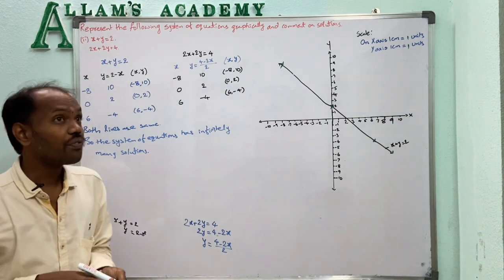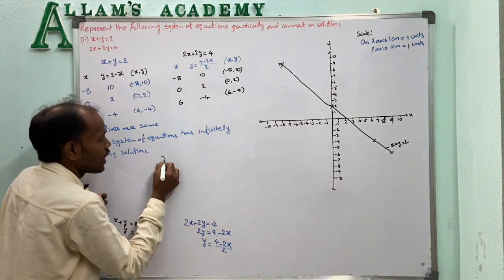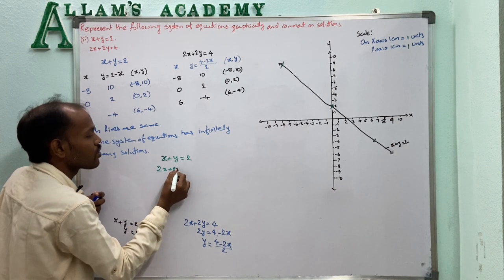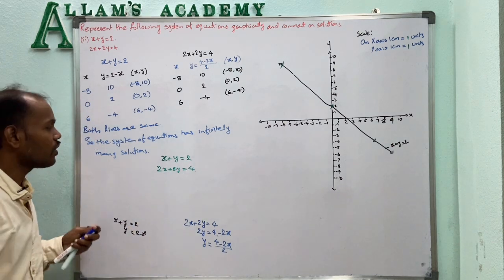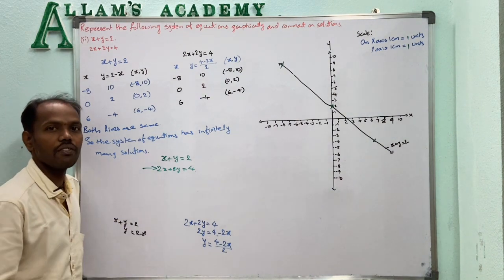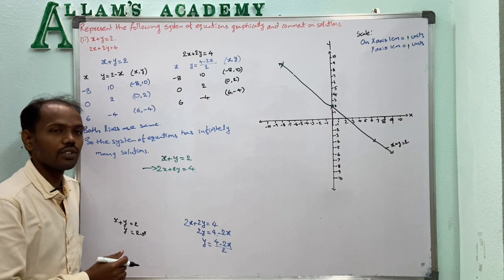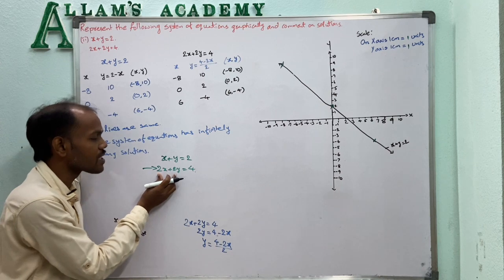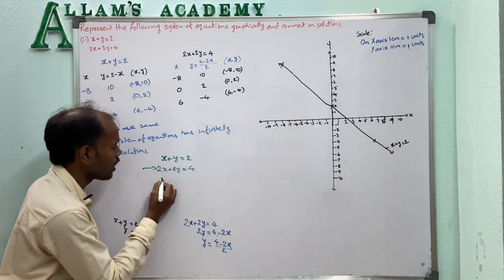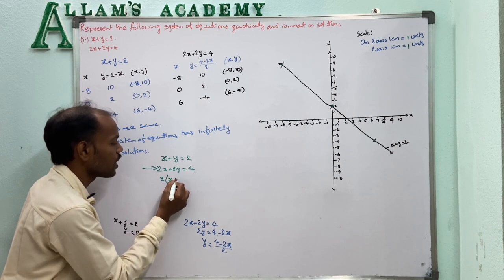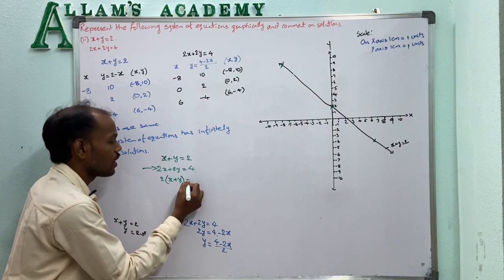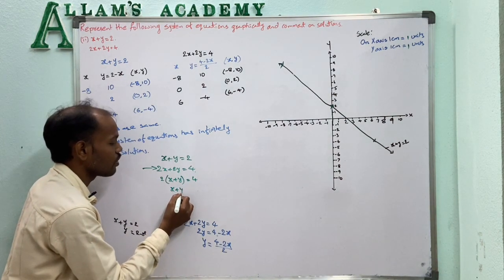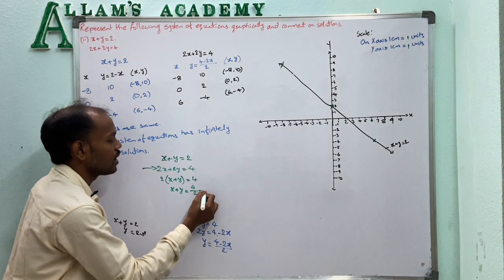Now if we observe the problem, x plus y equal to 2 is given, and the second one, 2x plus 2y equal to 4. In the second linear equation, on the LHS 2x plus 2y, 2 is the common number. Taking 2 common, it is 2 into x plus y equal to 4. Now multiplication when transferred to this side becomes division, so x plus y equal to 4 by 2 equal to 2.